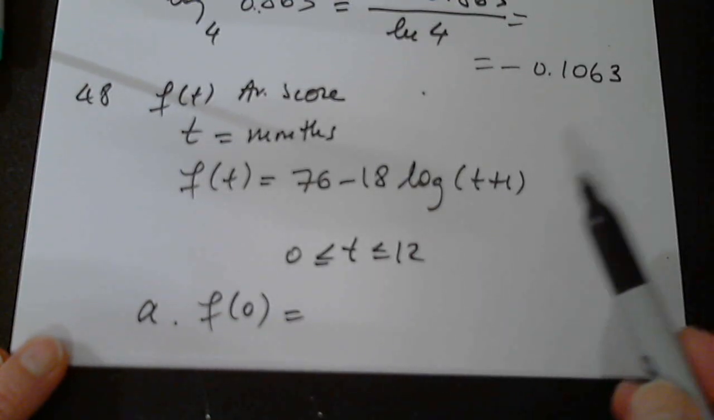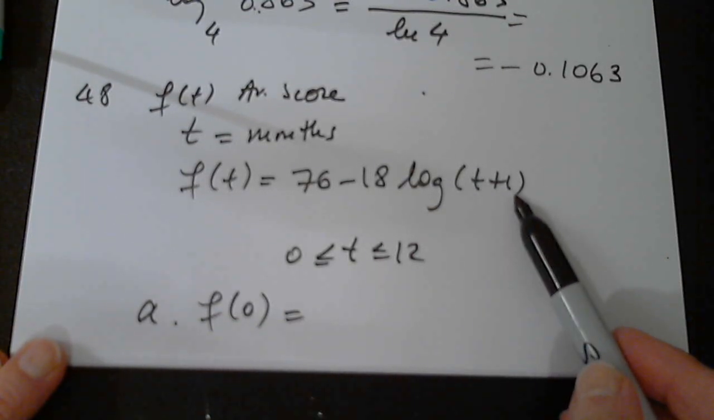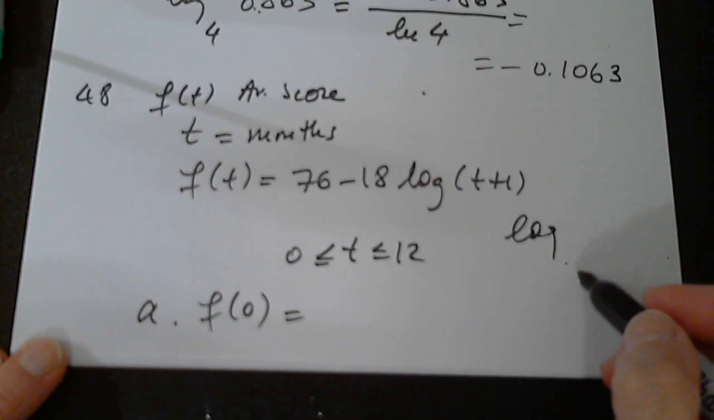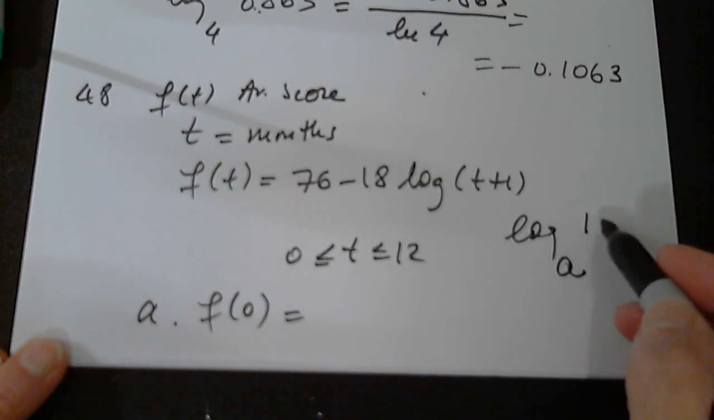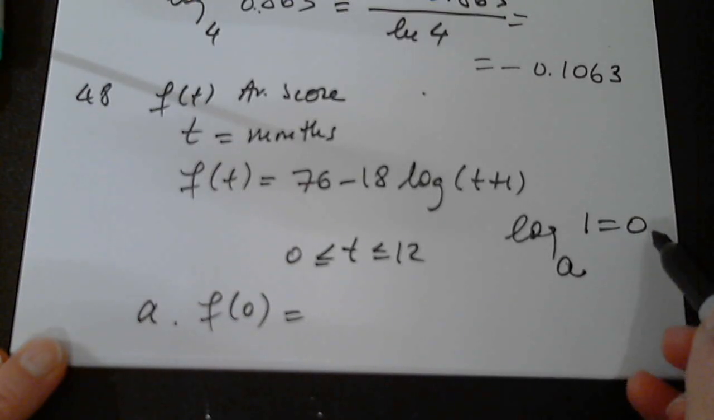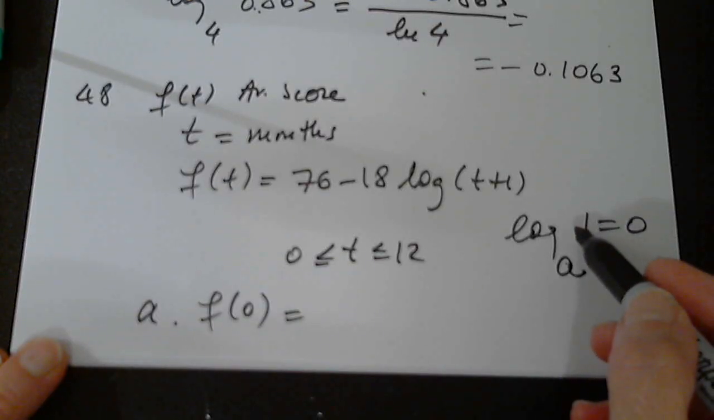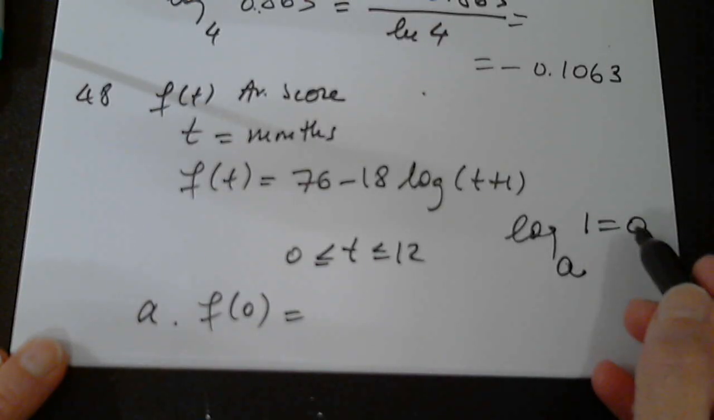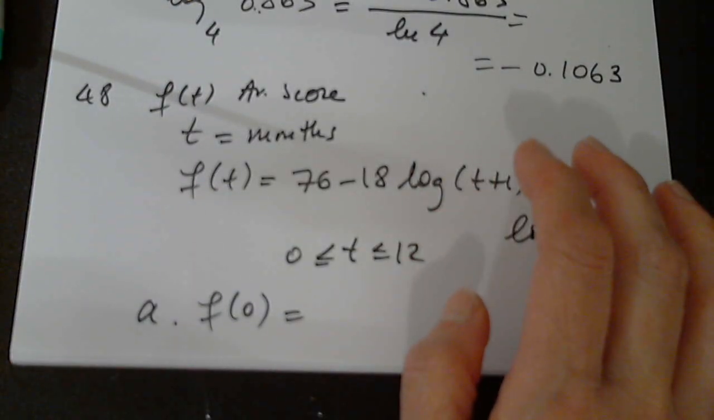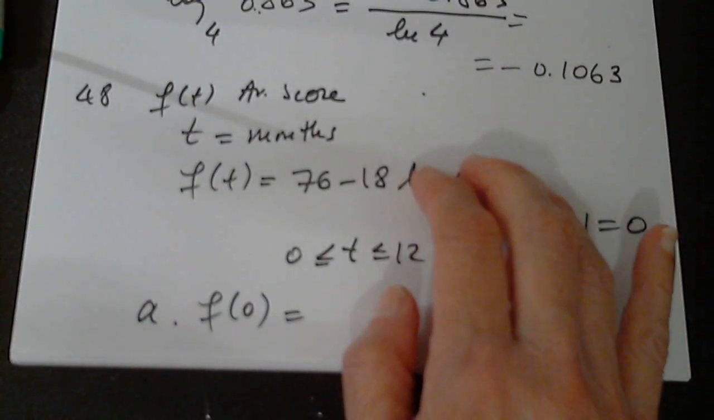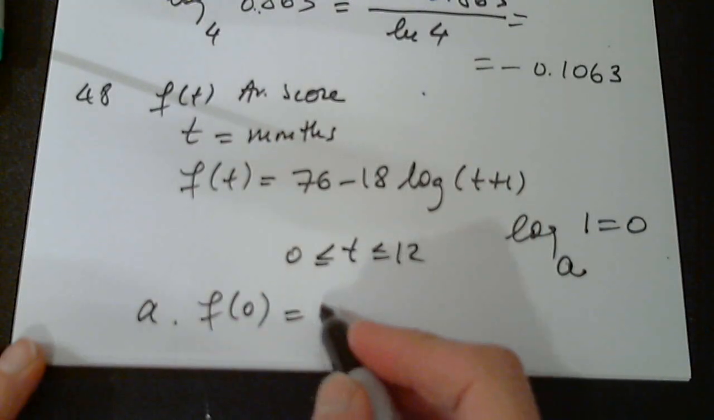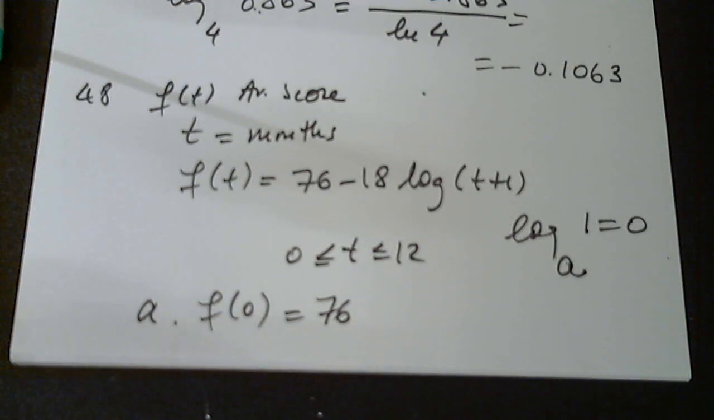This is easy because 0 plus 1 is 1. Log of 1 is always 0. Log in any base of 1 is always 0. How do I know? A raised to 0 is 1. So when t is 0, log of 1 is 0. 0 times negative 18 is 0. 76. That's the average score.